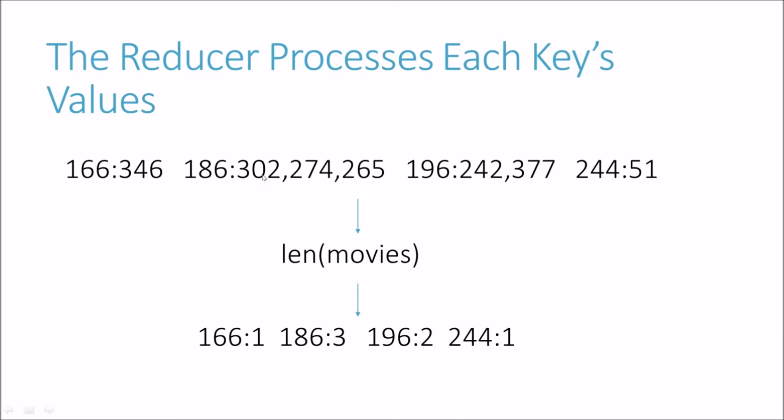So our reducer will just count up that list and say, hey, I have 3 movies in that list. And output in the final output, user ID 186 watched 3 movies. And similarly, user 196 comes in with a list of 2 movies. We count up how many items are in that list, and we output 2 for user ID 196. And this is how we've taken a large data set of ratings for movies, and we've used it to count up how many movies each user watched.